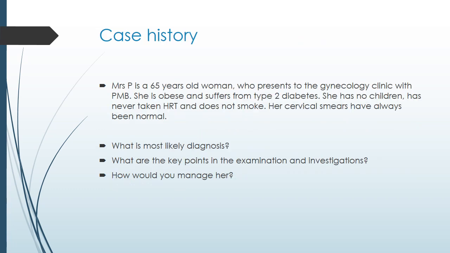Now we will come to our case history. She is a 65 years old lady who presents with postmenopausal bleeding. She is obese, she has diabetes, no children, no HRT use, does not smoke, cervical smear was always normal. So what is the most likely diagnosis, and what are the key points in the examination and investigations which would favor endometrial carcinoma? Or in other words, how are you going to examine this lady? What are the points in examination, and how are you going to investigate this patient? And then how would you manage her?